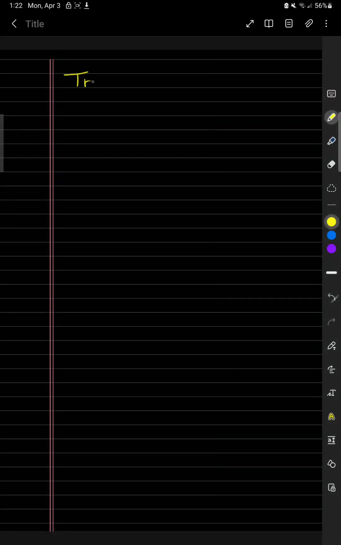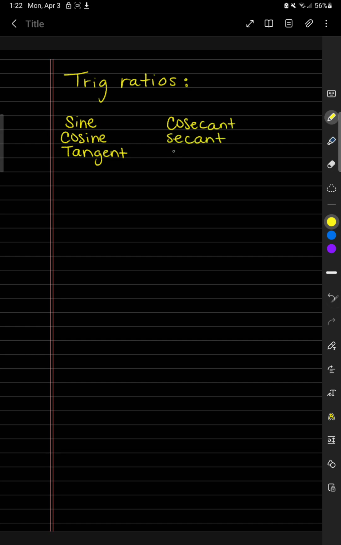So we are learning now our trig ratios. We are in the trigonometry section of geometry. There are 6 trigonometric ratios: sine, cosine, tangent, cosecant, secant, and cotangent.